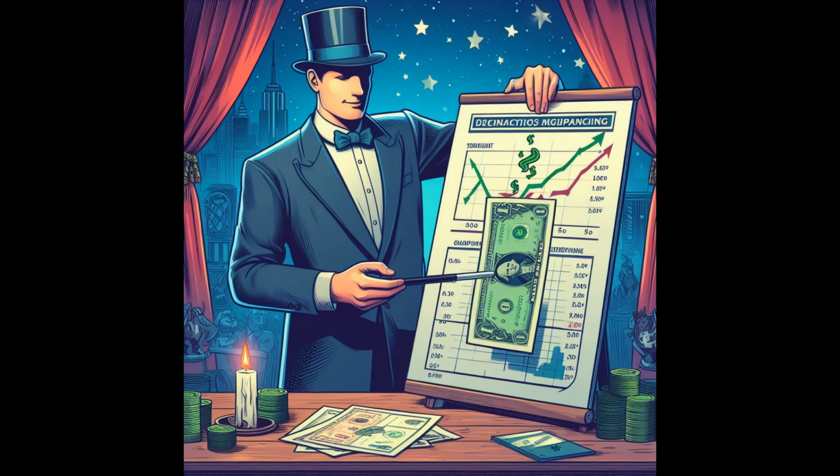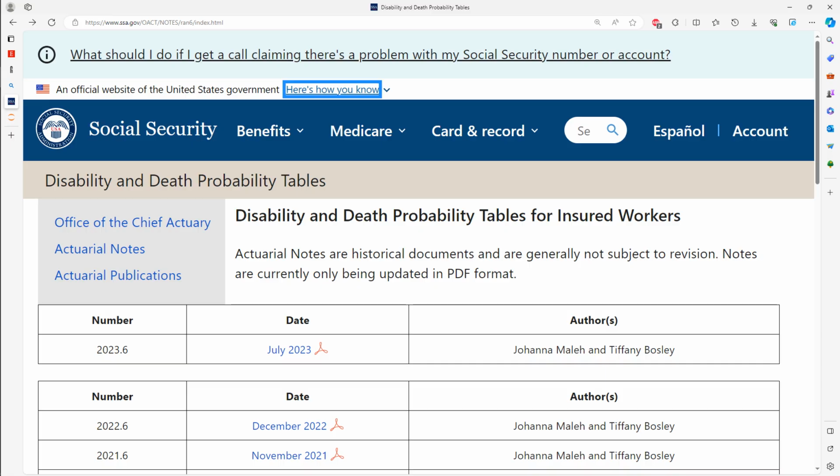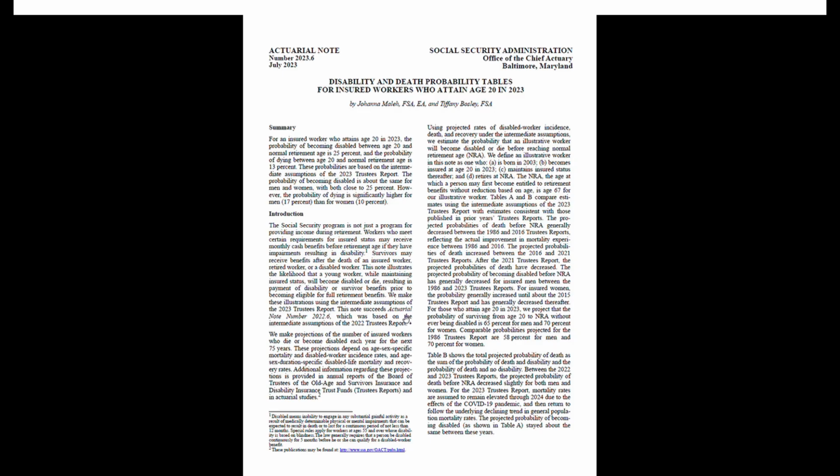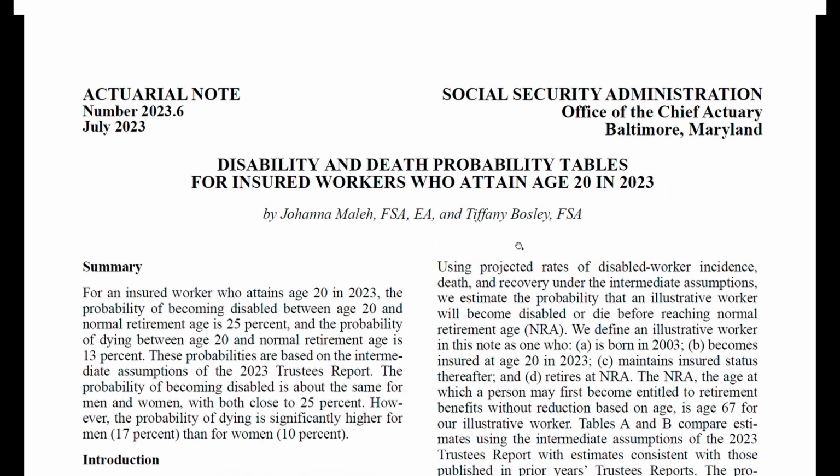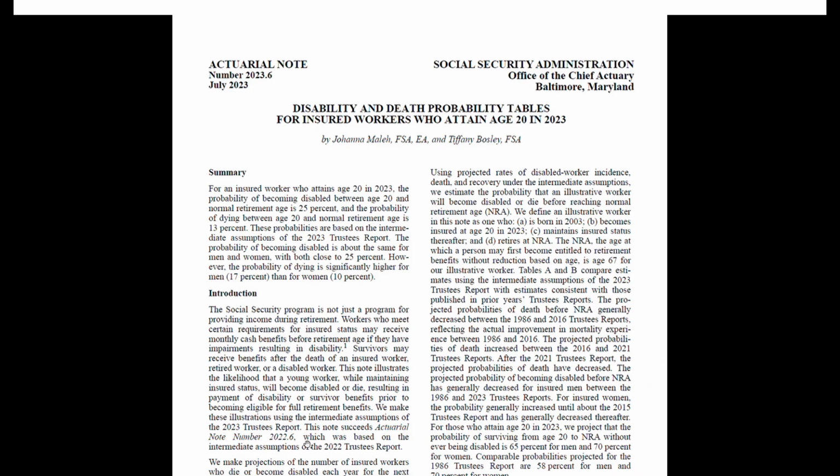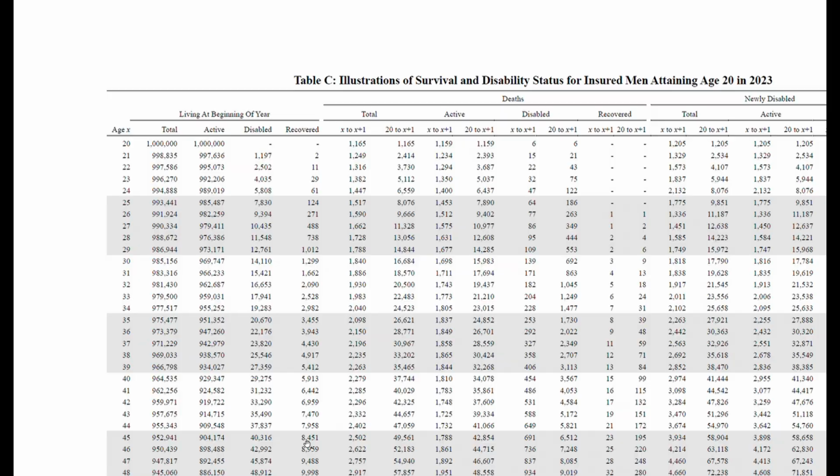The first thing we need to know about calculating earnings is the most important: whether the person we're talking about is alive or dead. To determine this, I went to the source of all knowledge, the government. The Social Security website provides the probability of major life events, like death. This applies for workers aged 20 years in the year 2023. Conveniently, it also includes the risk of the worker becoming disabled and affecting their employment and earnings. Let's scroll down to the data table.